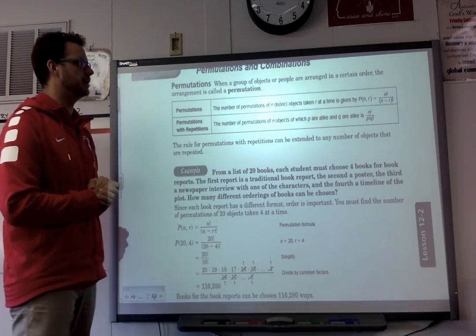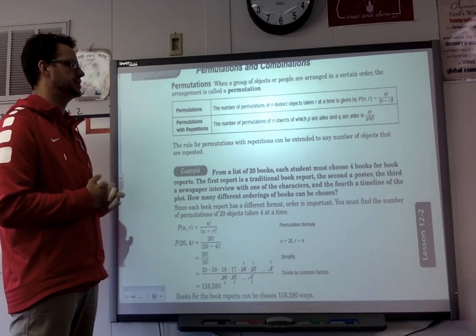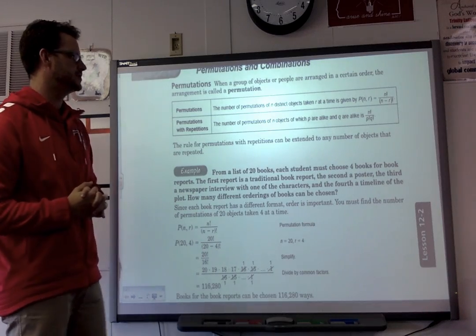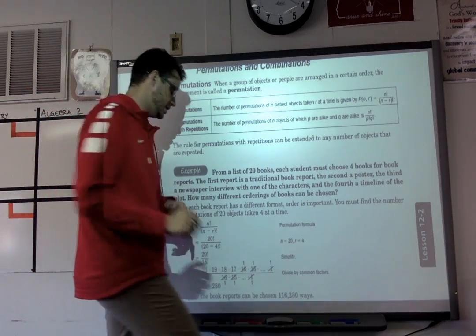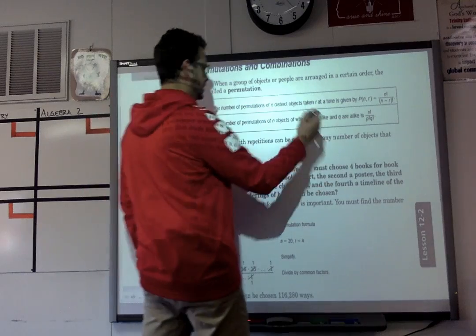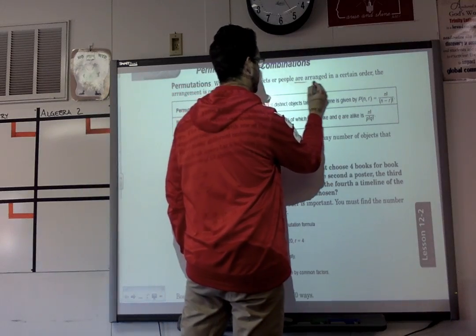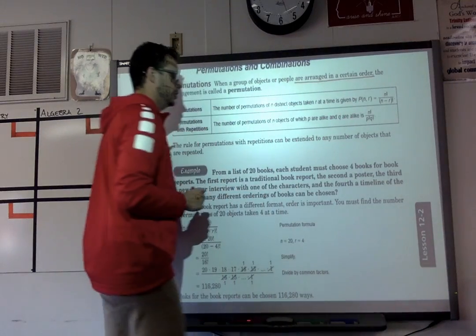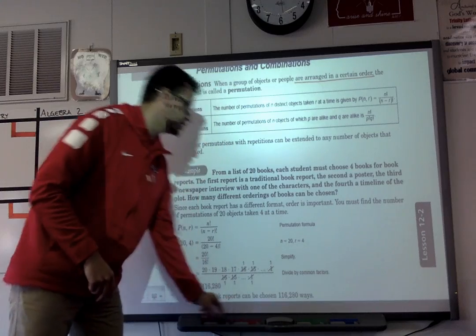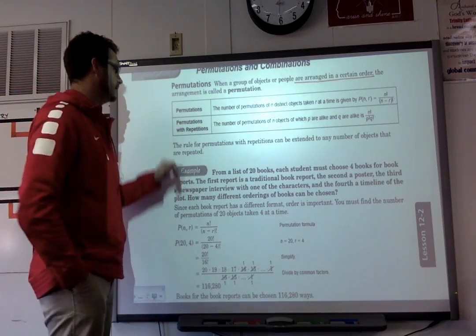When a group of objects or people are arranged in a certain order, the arrangement is called a permutation. So the key here is that they are arranged in a certain order. So for permutations, order does matter.